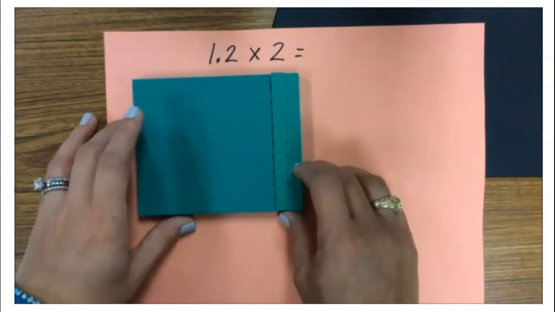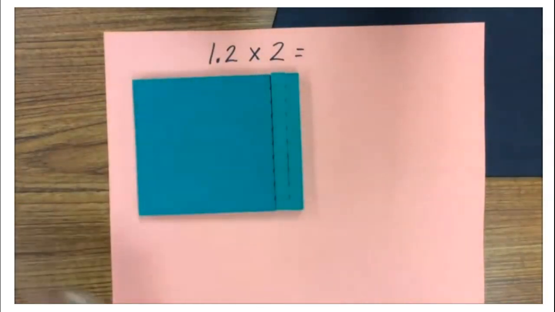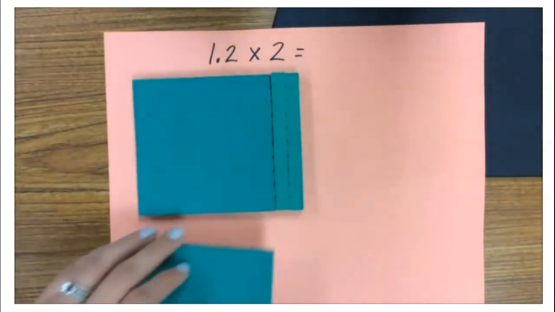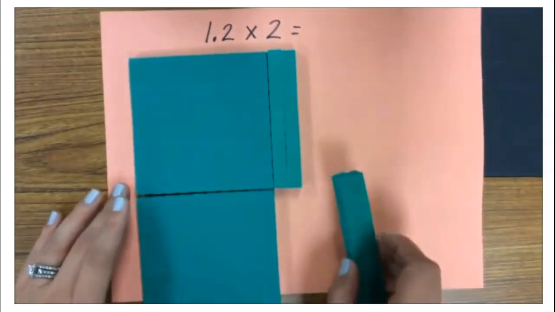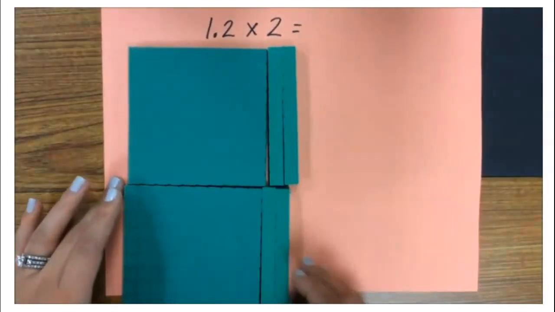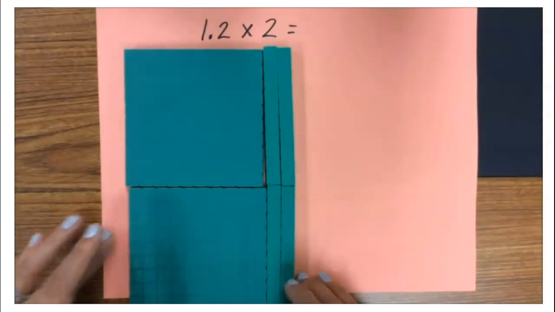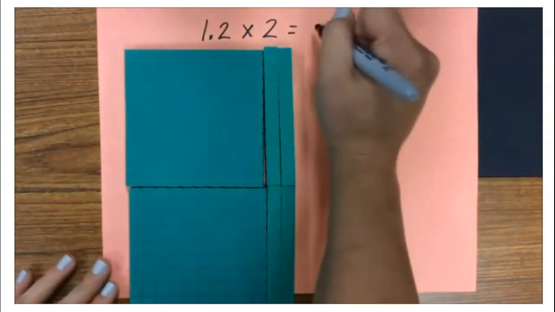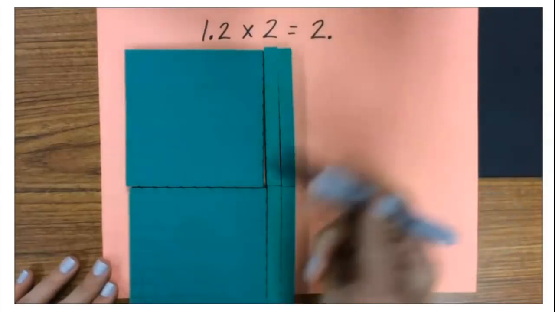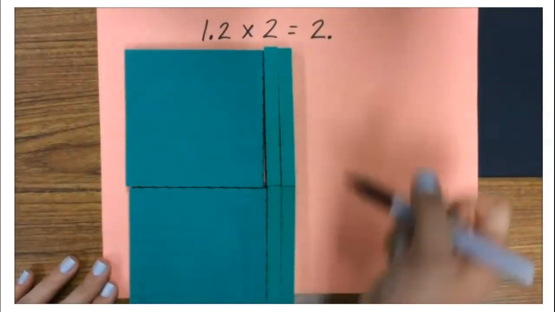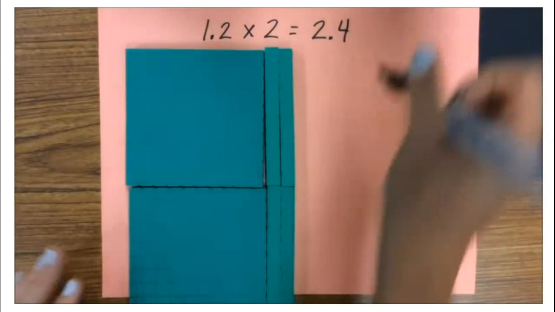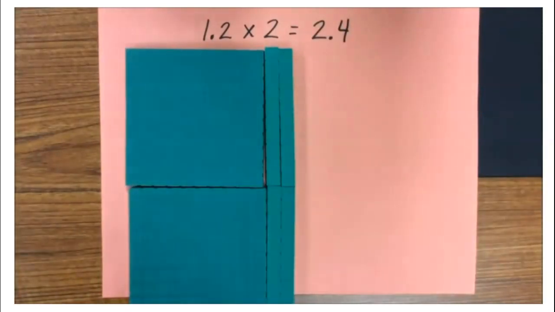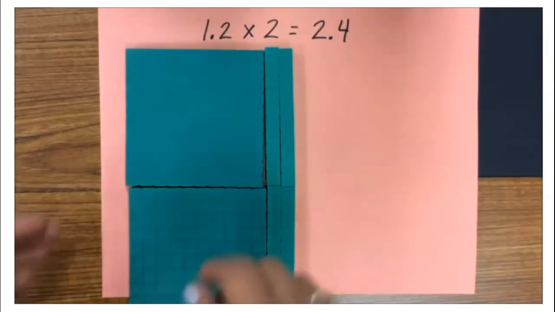Now, I'm actually just making 2 groups because times 2, I'm making 2 groups. So I'm going to make a second group of 1 and 2/10. So 2 groups of 1 and 2/10, that's going to give me, I have 2 wholes, so 2 and I'm going to count my tenths. 1, 2, 3, 4, 2 and 4/10. So that's basic multiplying a decimal by a whole number. But I want to talk about what we do in 5th grade, and we multiply a decimal by a decimal.